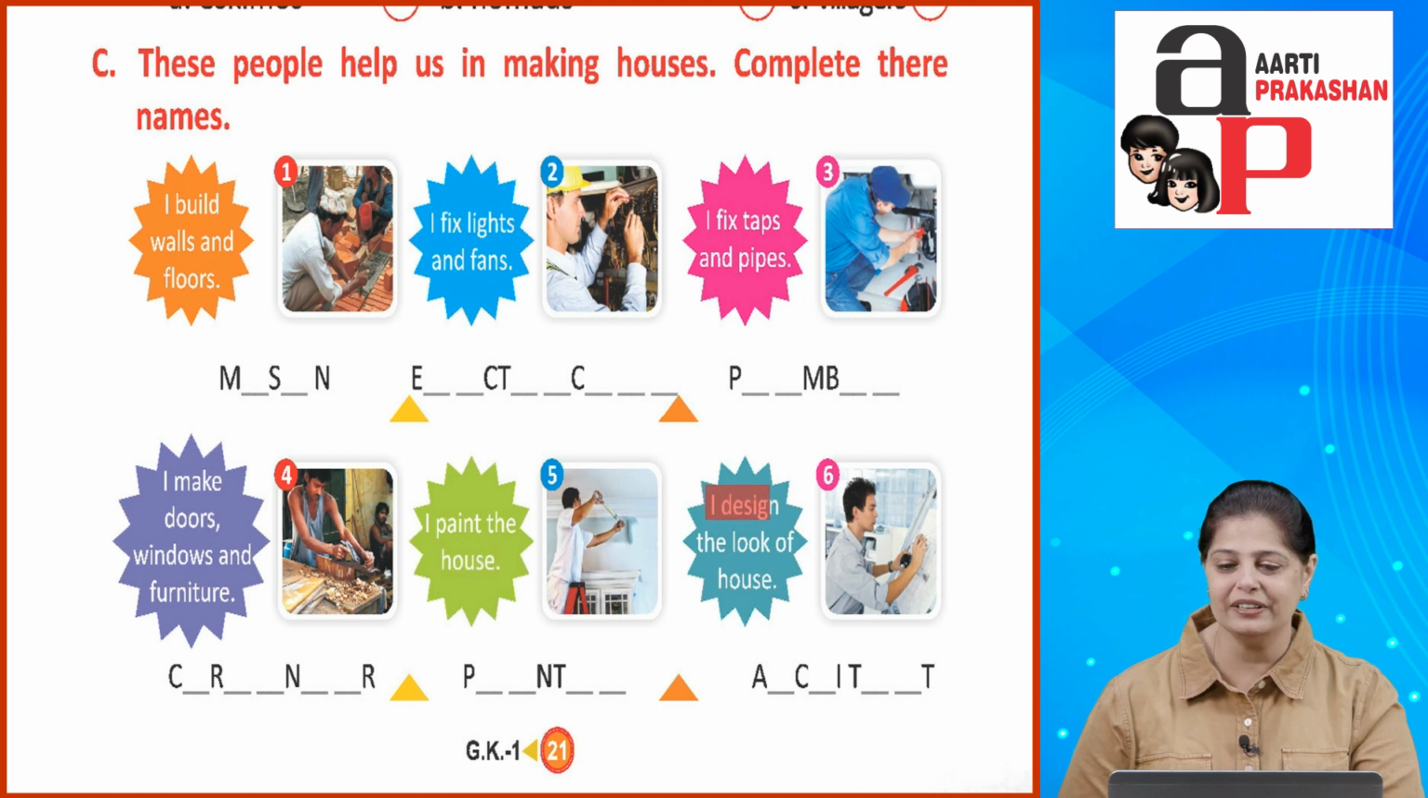P-A-I-N-T-E-R. Painter. Okay. I design the look of the house. So before the house is made, before everything starts building up, who does the designing of it? That's an architect. A-R-C-H-I-T-E-C-T, architect. Alright children, so quickly find out more information about these people who help you in building the house. And I hope this chapter is clear and now you know who all are involved in making a house. So quickly reread the chapter, and whatever you don't follow, do ask your teacher or your parents.